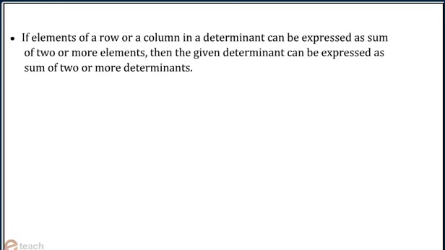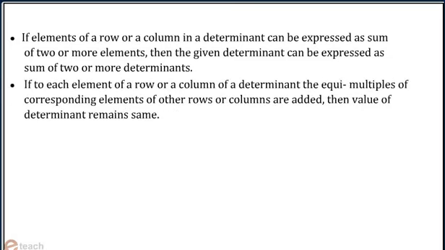If elements of a row or a column in a determinant can be expressed as sum of two or more elements, then the given determinant can be expressed as a sum of two or more determinants. If to each element of a row or a column of a determinant, the equimultiples of corresponding elements of other rows or columns are added, then the value of the determinant remains the same.